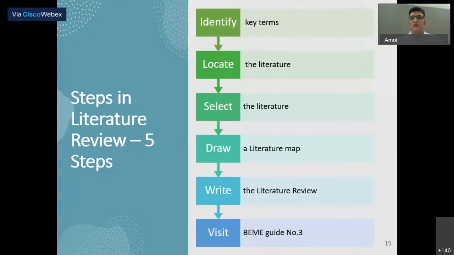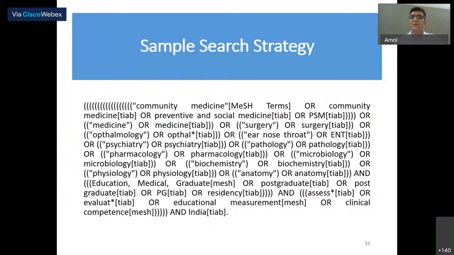And if you want to read more about it, I would suggest you read Best Evidence in Medical Education Practice guide number 3, to know the steps of a review of literature. Now here is an example. This is the search strategy I used for my master's thesis, which I did in 2017. This was developed for PubMed articles. I gave it to my guide and asked him, is it okay? We got it checked by the librarian that this search strategy is perfect and okay for us to get the articles.